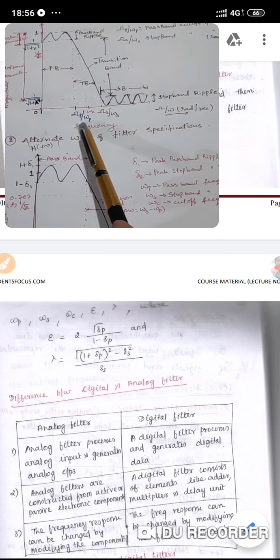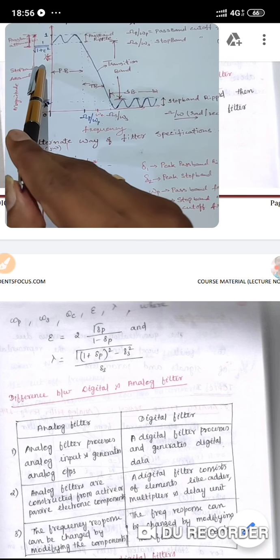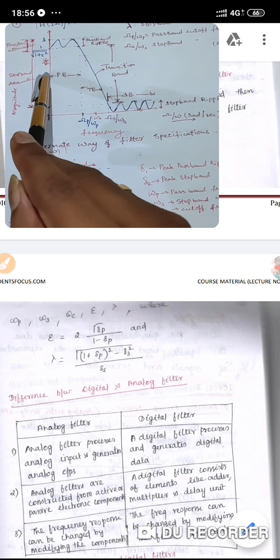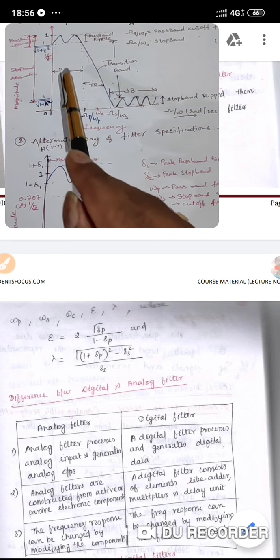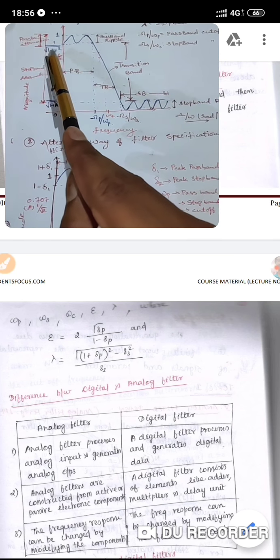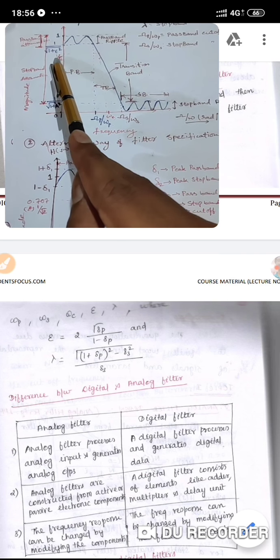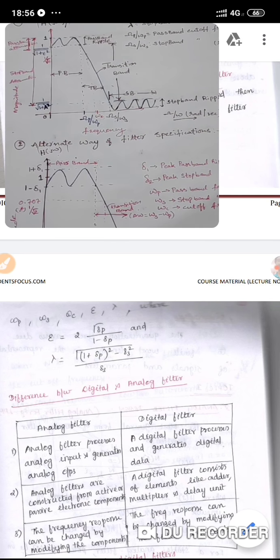And the cutoff frequency you will get at 1 by root 2. If you want the pass band frequency and cutoff frequency to be the same, then epsilon should be equal to 1. Then it is 1 by root over 1 plus 1 square, and we will get it as 1 by root 2. Okay.